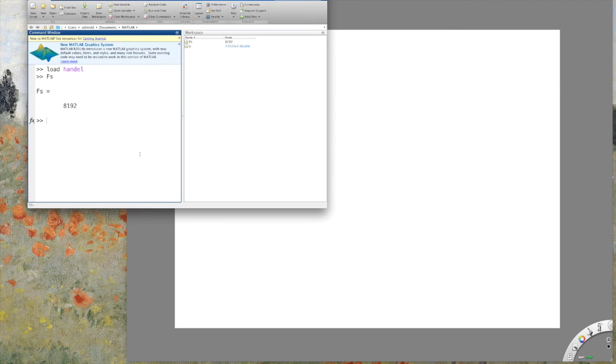encodes two variables. This is the sampling frequency, and y is a long vector. So let me just show you the first 10 entries of the vector. It's just 10 numbers, and you can just hear y if you want.